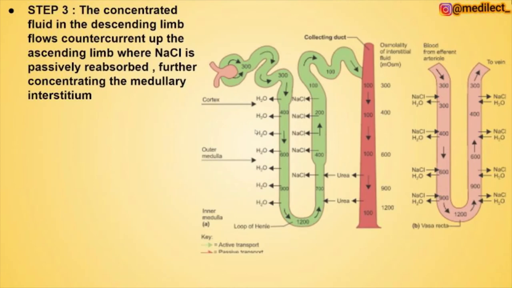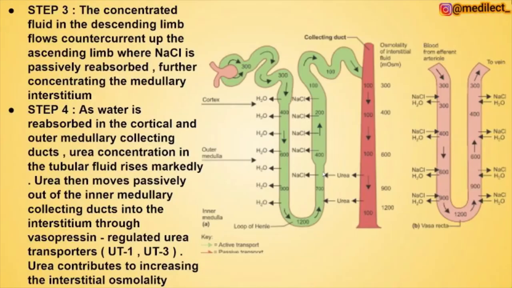That's why the water is removed from the tubules. Now, because the water is removed from the tubules, the fluid in the descending limb becomes concentrated. This concentrated fluid flows countercurrent up to the ascending limb, where the NaCl is passively reabsorbed, further concentrating the medullary interstitium.